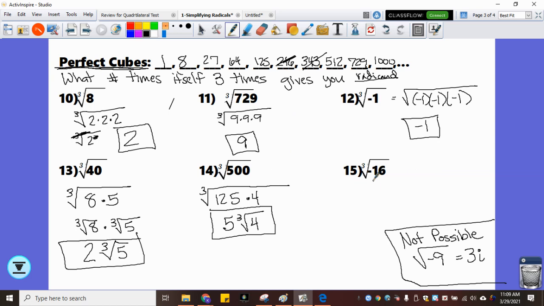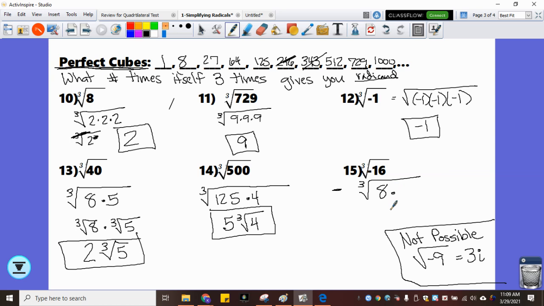Last one. My trick for negative cube roots is that your answer is going to be negative at the end. So you can just ignore the negative and just put it at the end. So what's the biggest cube root that goes into 16? 8. Nice. So 8 times what gives me 16?